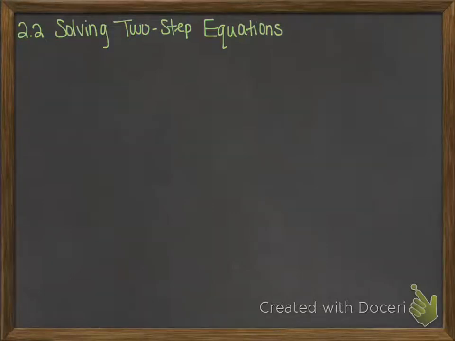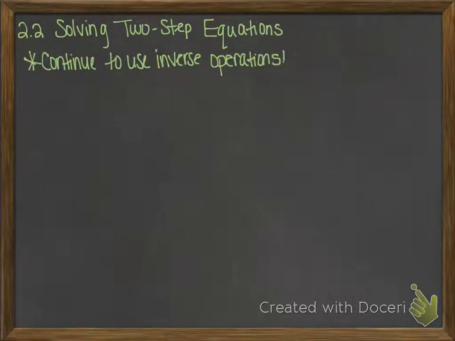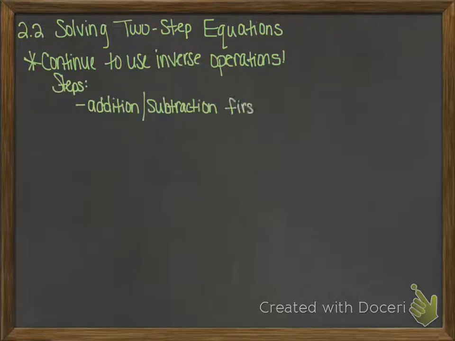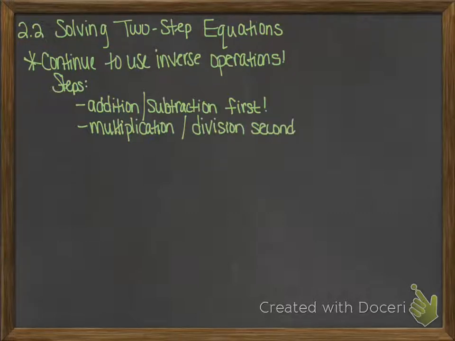Alright, section 2.2, we're going to be moving up and solving two-step equations. When we're solving two-step equations, we're going to continue to use inverse operations. That'll never change as we're solving any length of equations. However, we do have a couple steps that we need to keep in mind. We always want to do addition or subtraction first, depending on the problem, and then followed by multiplication and division. So it's almost like order of operations in reverse.